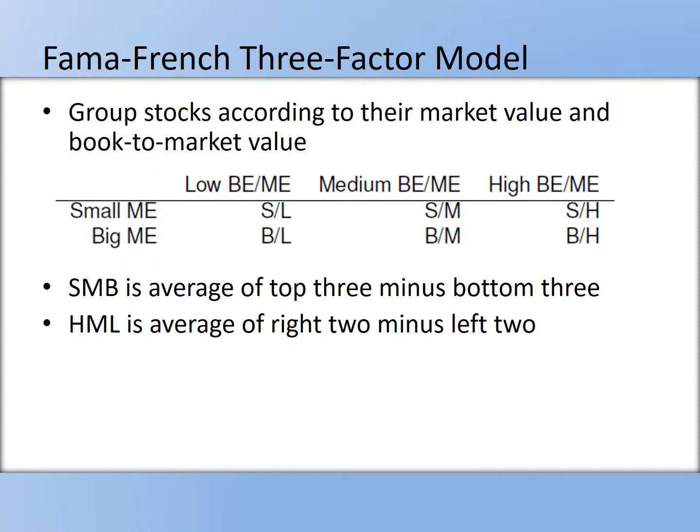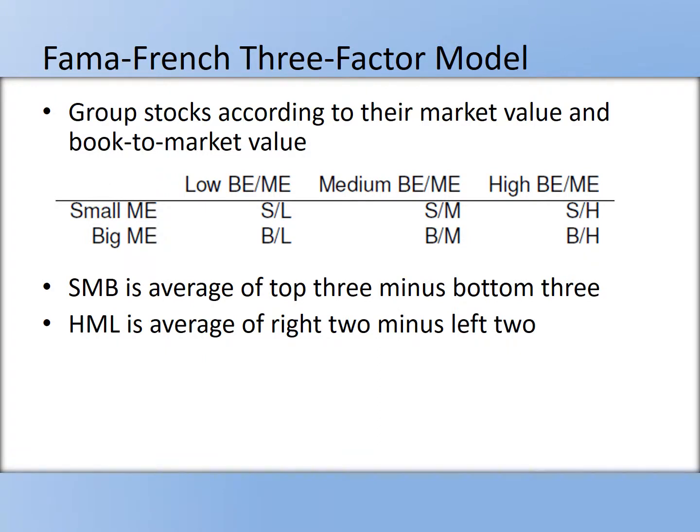That's the first step. Then separately, in the second step, you separate all stocks into three groups of equal size. That's the low group, medium group, and high group. This gives you 6 groups of stocks. Small minus big is the average of the top 3 minus the average of the bottom 3. So it's a simple average, 1/3, 1/3, 1/3. It's not value weighted.